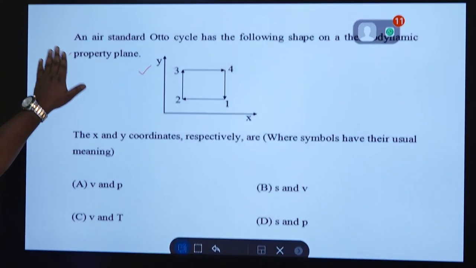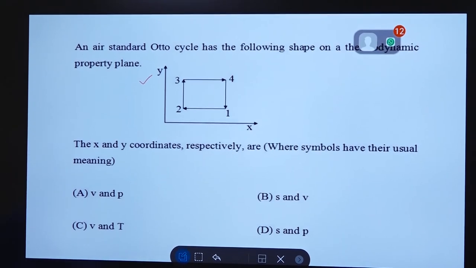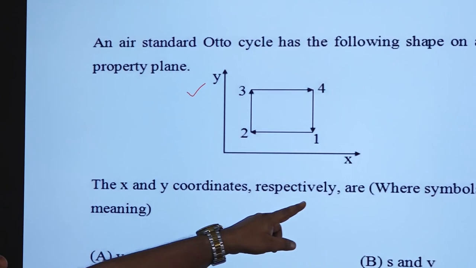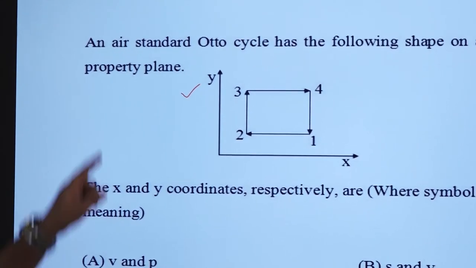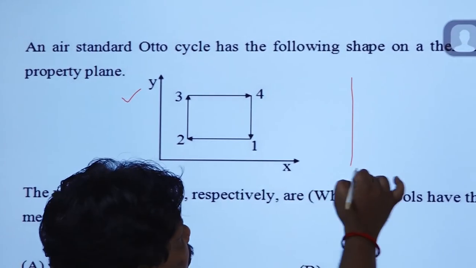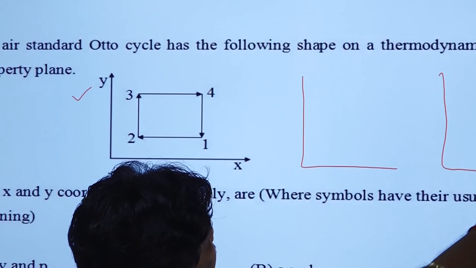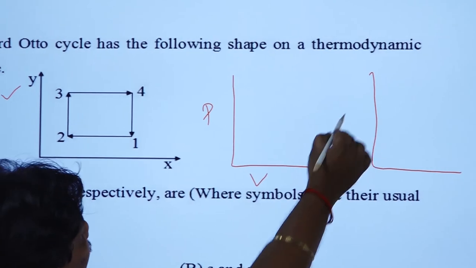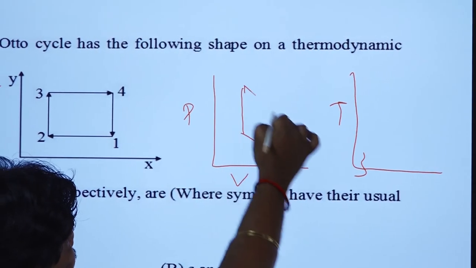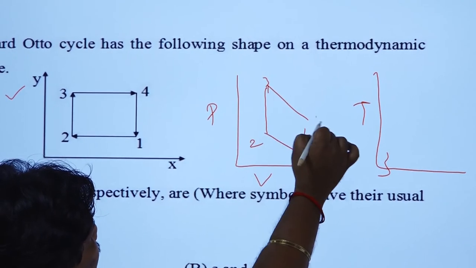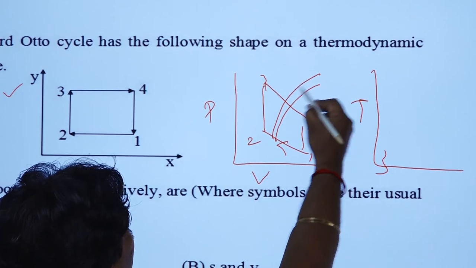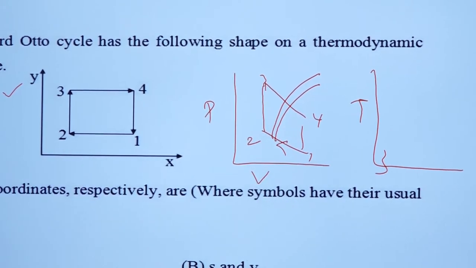An ascended Otto cycle has the following shape on thermodynamic property planes. You can see x and y coordinates respectively, where it is an Otto cycle. So you go to this Otto cycle. What are the processes? You have P-V and T-S. In P-V, 1 to 2, 3, 4. So you have two constant volume processes.